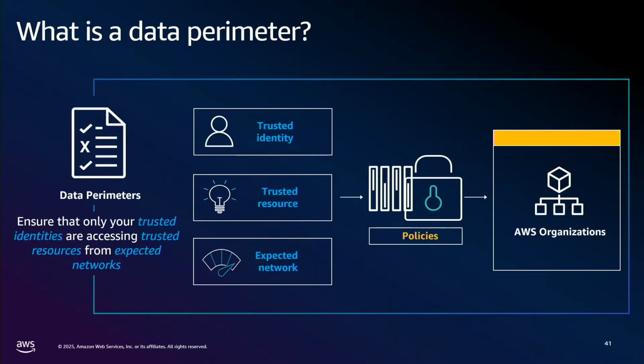So then, how do we think about applying this data perimeter? Because fundamentally what we want is trusted identities accessing trusted resources from expected networks. And we can build these into policies. Once we have these policies, we can apply them to AWS organizations, where it can filter down into our organizational units and into our accounts.